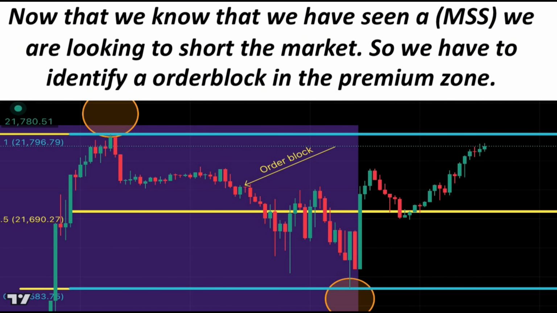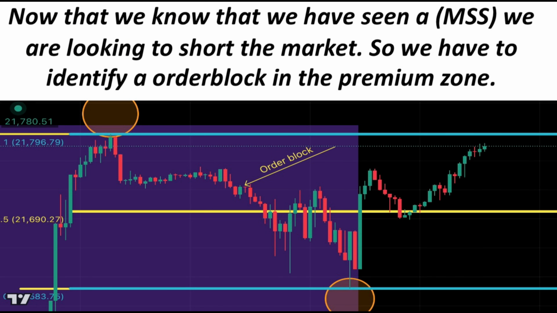Now that we have identified our range and waited for a market structure shift, we're going to wait for the market to either go into a discount zone and look for buys, or go into a premium zone and look for sales. In this example, we're focusing on sales because the market structure shift happened on a 30-minute time frame going to the downside. Notice in this picture, I marked out the order block for you that is in the premium zone.